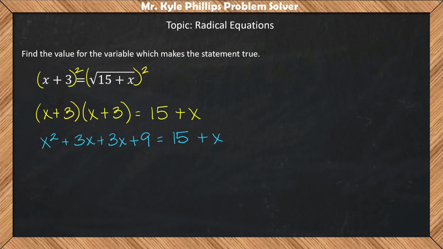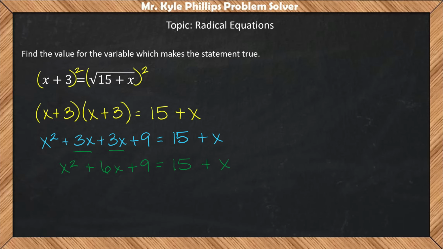Now we'll just combine like terms. So I have 3x and 3x. So this would reduce to x squared plus 6x plus 9 equals 15 plus x.